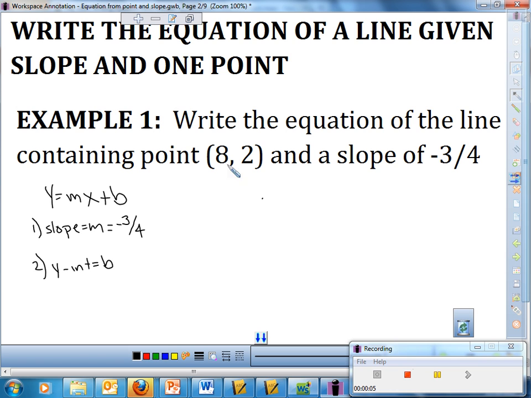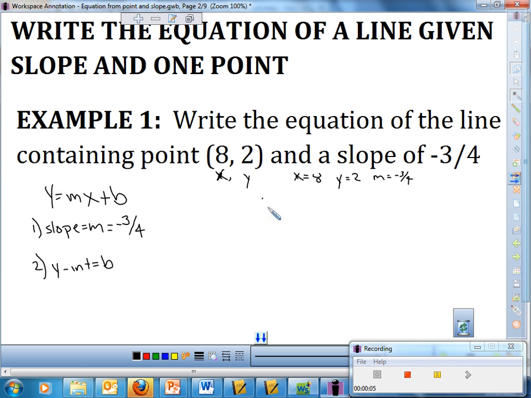Something that this question does give us is a point. And I know that for all points, our values are x, comma, y. So this first number, 8, is a value of x. This second number, 2, is a value of y. So I know that x equals 8. I know that y equals 2. I also know from reading the question that m equals -3/4.